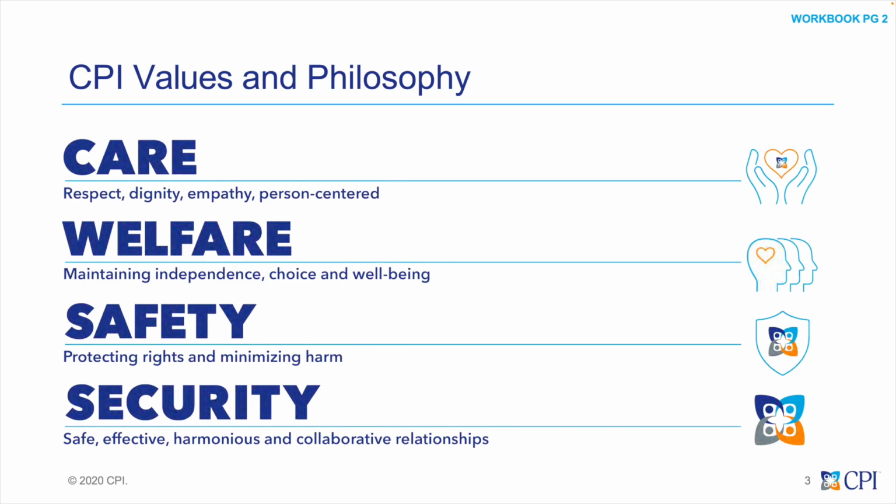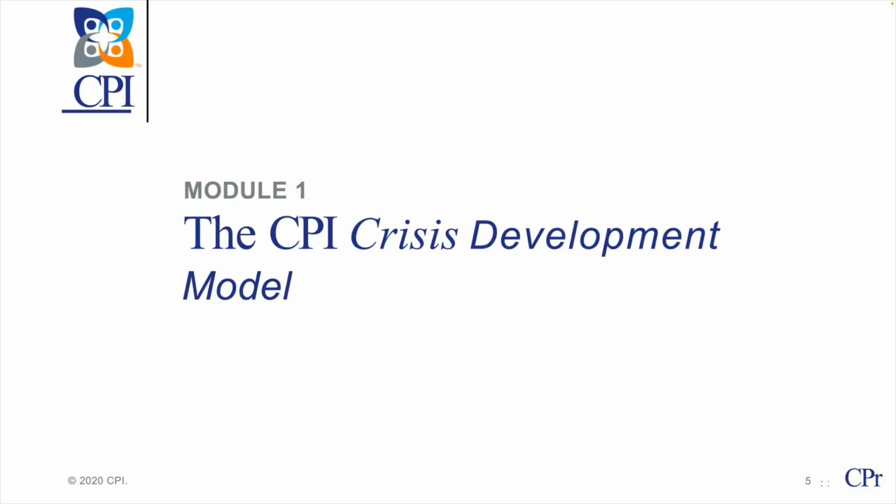And so the CPI values and philosophy, today we're going to cover four main ones. So care, welfare, safety, and security. Of course, we'll talk about respect, dignity, empathy, and this presentation itself being person-centered. We'll go into maintaining independence, choice, and well-being. We'll talk about protecting rights and minimizing harm. And of course, we'll cover safe, effective, harmonious, and collaborative relationships.